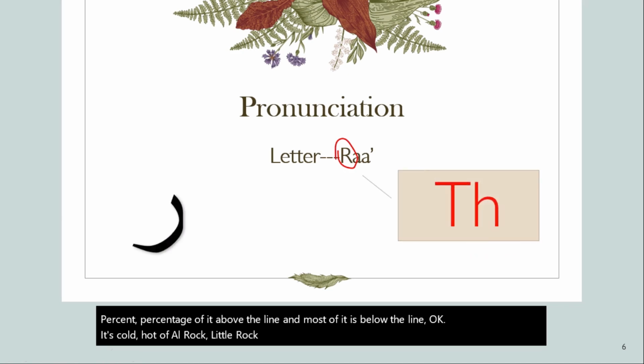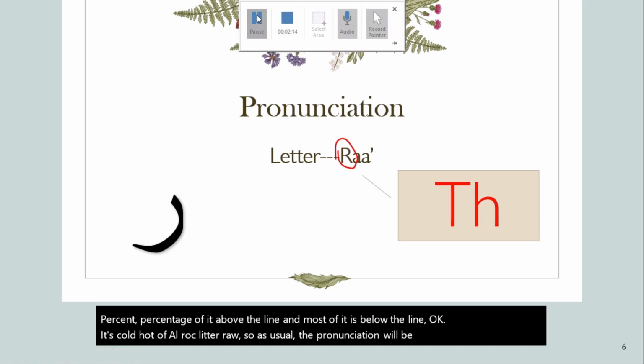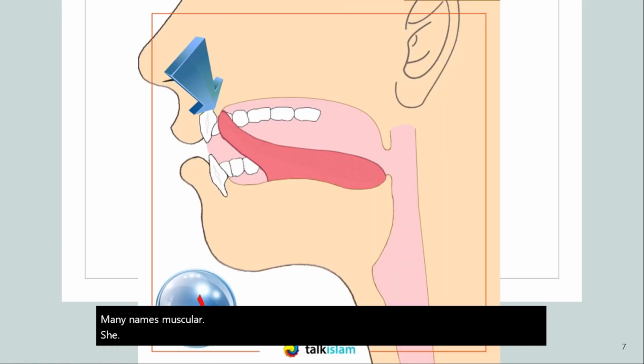So as usual, the pronunciation will be ra. حرف الراء is close to the Spanish R. It's pronounced like ra. Ra is close to the Spanish R, not the English R. It's closer to the Spanish ra.